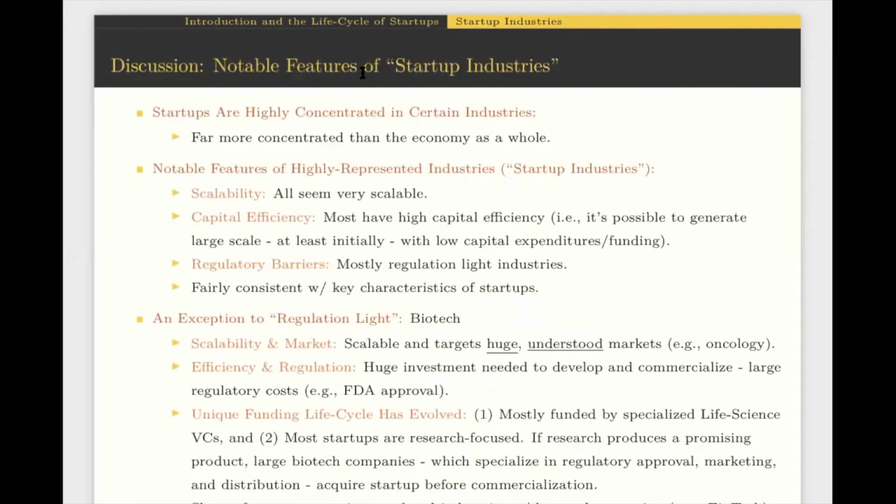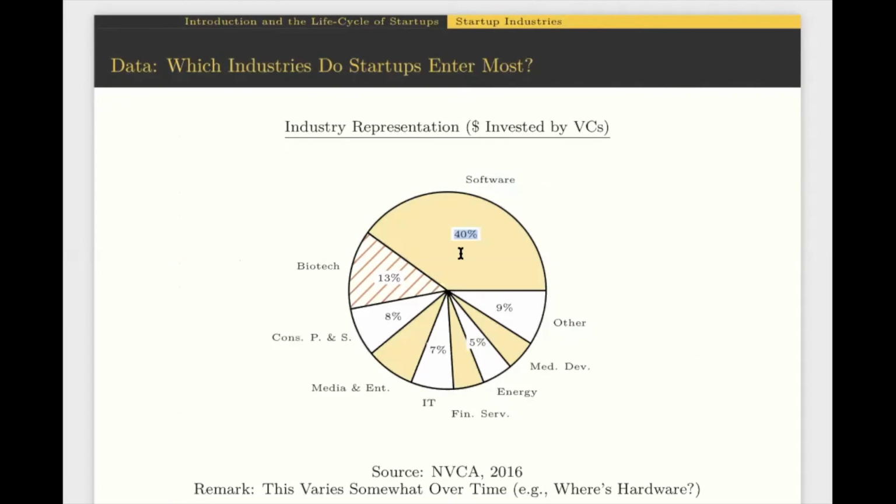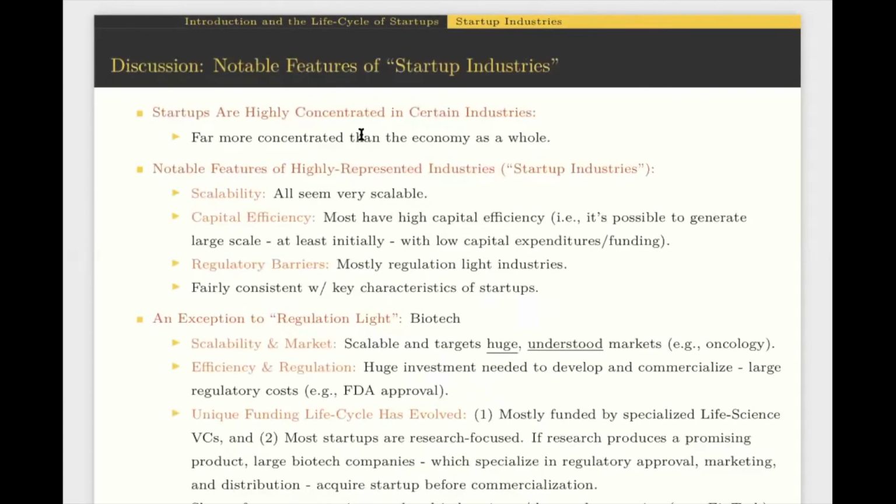So if we look at some of the features of startup industries, the first thing I'll point out is that this distribution of industries is much more concentrated than the distribution of industries in the overall economy. If you look at the overall economy, there's substantially more industries than what we see represented here. And you'll have no single industry that has even more than a 10% weight in terms of the overall economy.